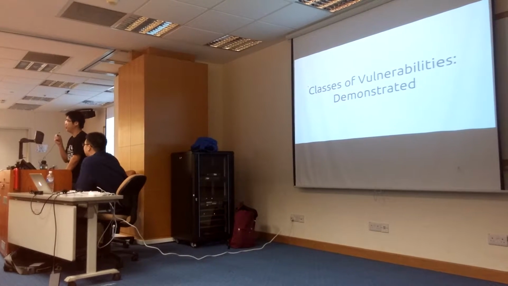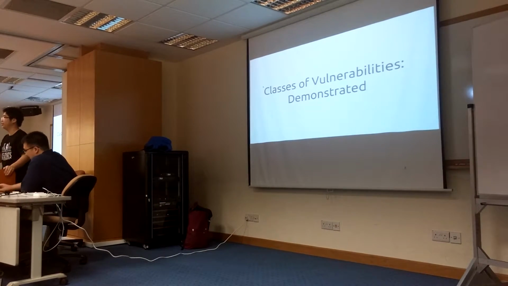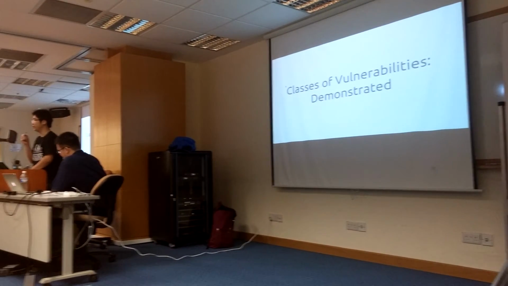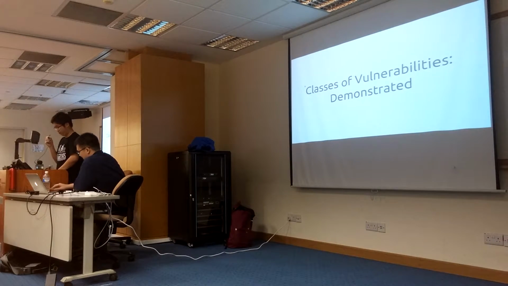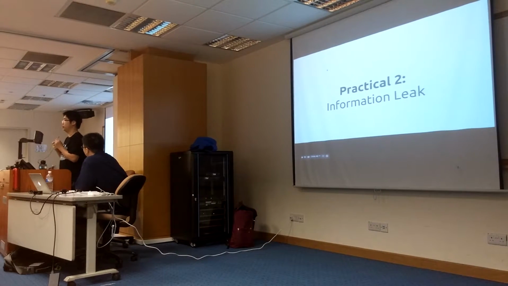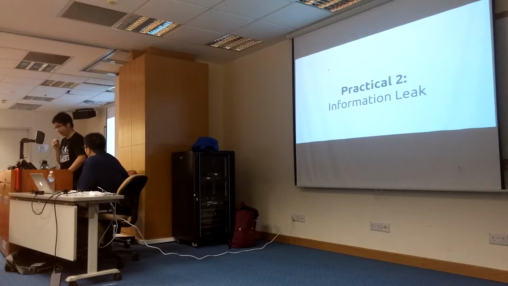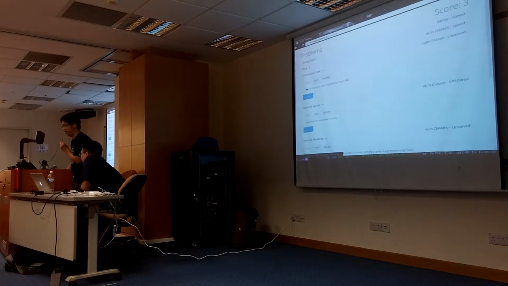So right now, we are going to take what we've learned in the previous segment about classes of vulnerabilities, and we're going to see actual vulnerabilities in code. Okay, so practical 2, which means you go back to your scoreboard and look up information leak. We're going to do the same thing. We have a server and we have our scripts. So I'm going to copy this link.